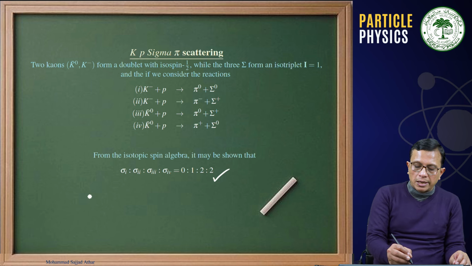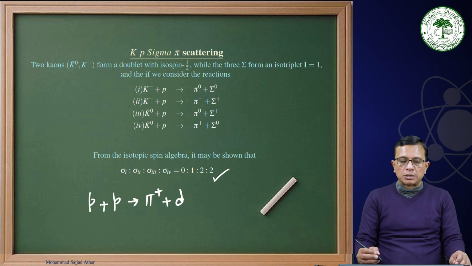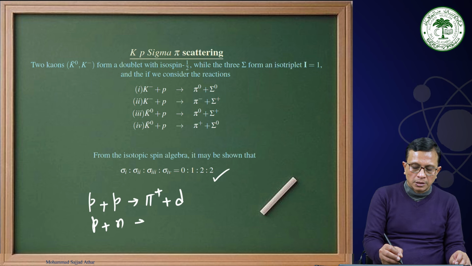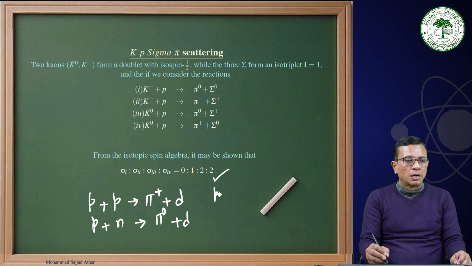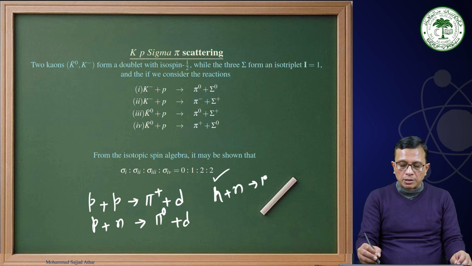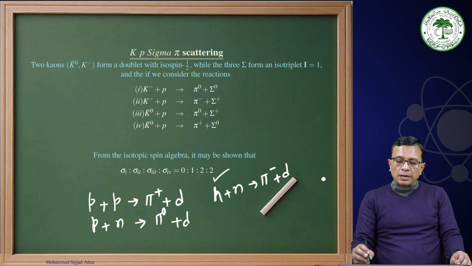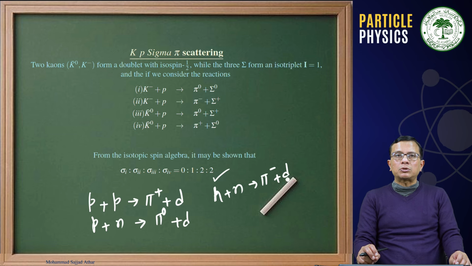And if you take the case proton-proton going to pi plus deuteron, or proton-neutron going to pi 0 plus deuteron, or neutron-neutron going to pi minus deuteron. If you take these cases, then we know that the deuteron is an isosinglet. Why is this an isosinglet?